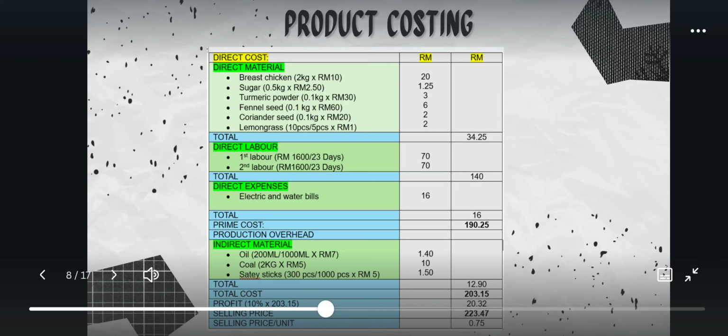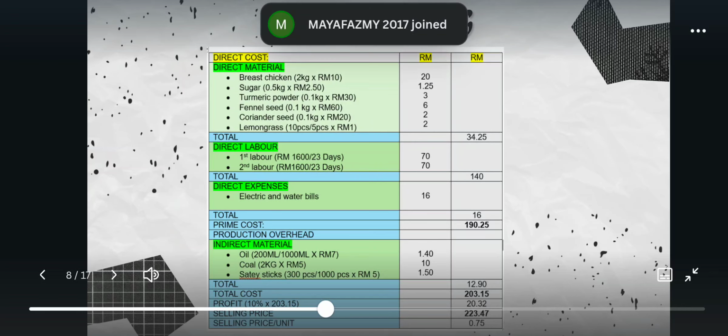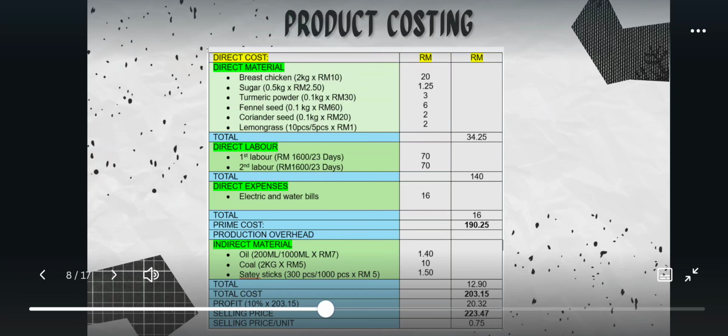and for sugar, 0.5 kilograms times 2 ringgit 50 cents will be 1 ringgit 25 cents, and turmeric powder 0.1 kilogram times 30 ringgit will be 3 ringgit, and fennel seed 0.1 kilogram times 60 ringgit will be 6 ringgit, and coriander seeds 0.1 kilogram times 20 ringgit will be 2 ringgit. And lastly, lemongrass 10 pieces divided by 5 pieces times 1 ringgit will be 2 ringgit, and we total up, the answer will be 34 ringgit 25 cents.